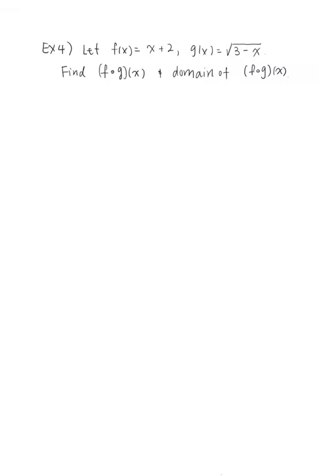Okay, so let's do another example. Example 4. Let f of x be x plus 2, g of x be the square root of 3 minus x. Find f of g of x and the domain of f of g of x. All right, so first, let's go with f of g of x. So next step, replace your g of x. G of x is the square root of 3 minus x.